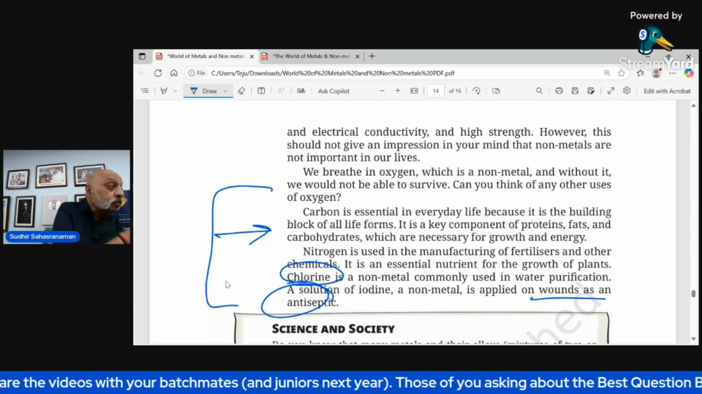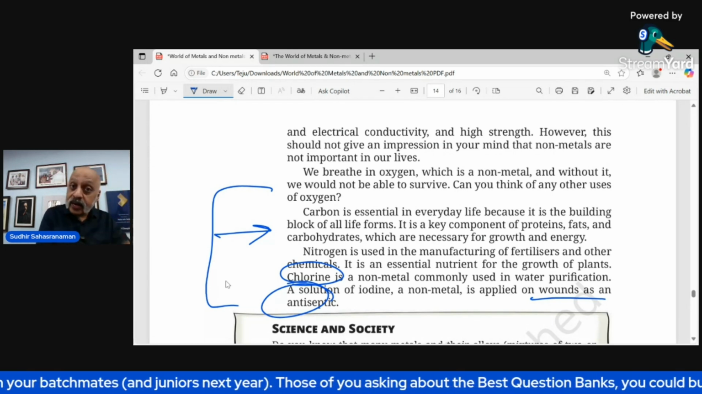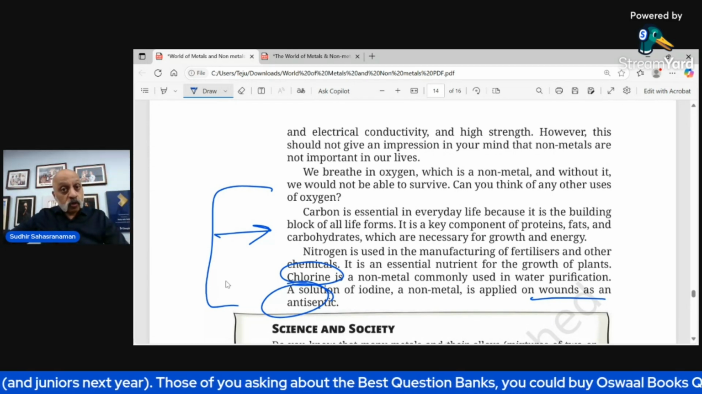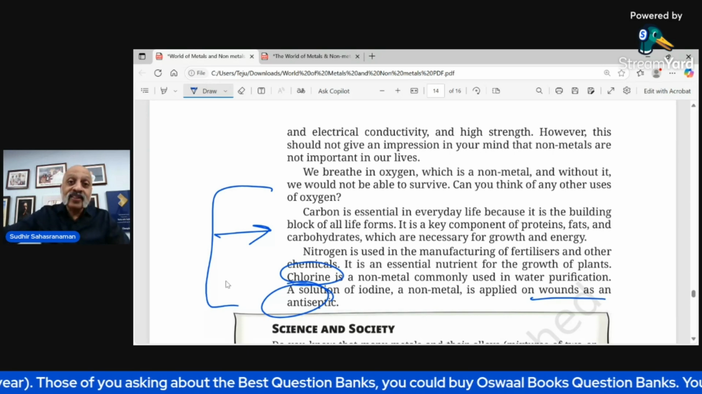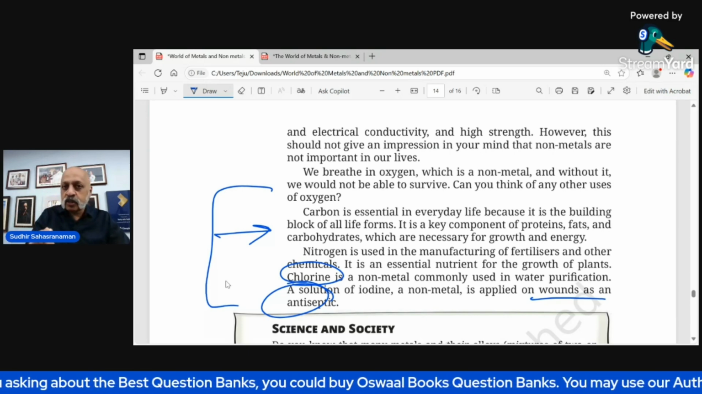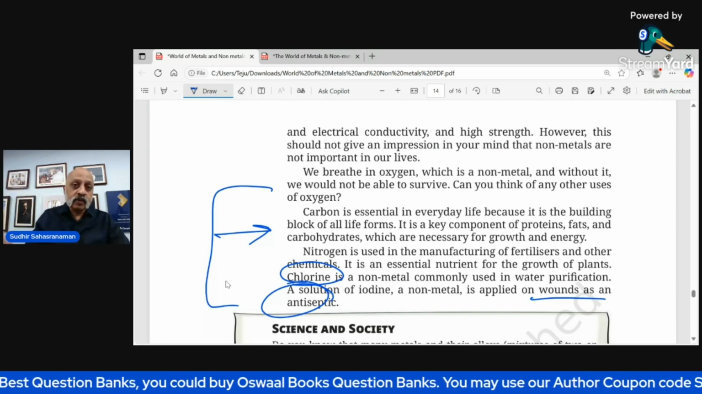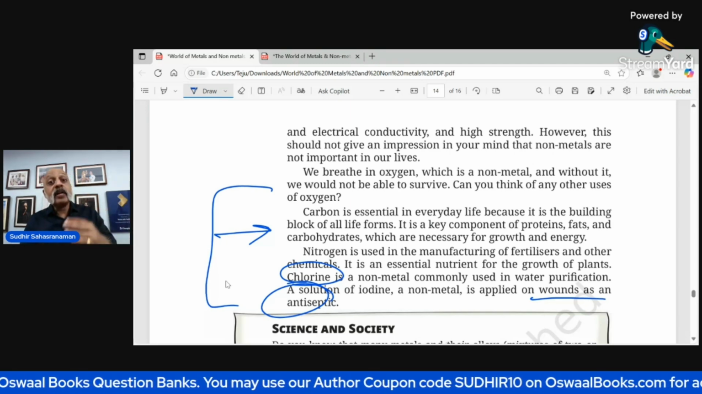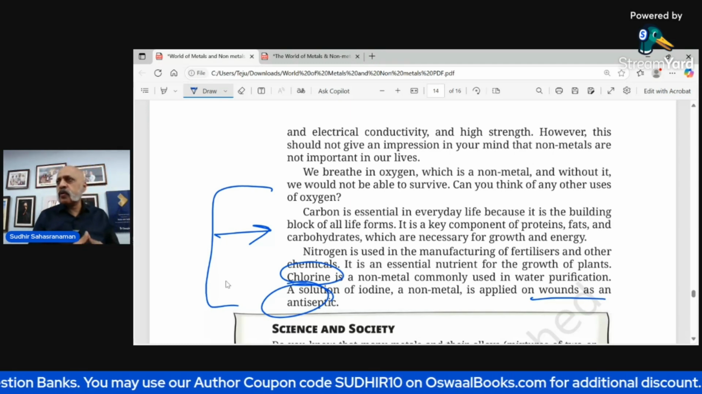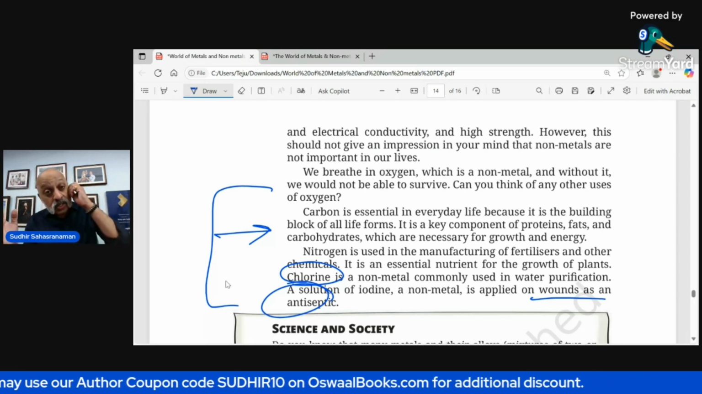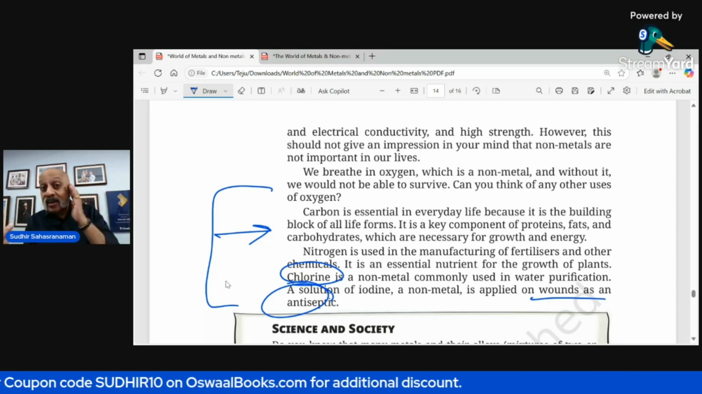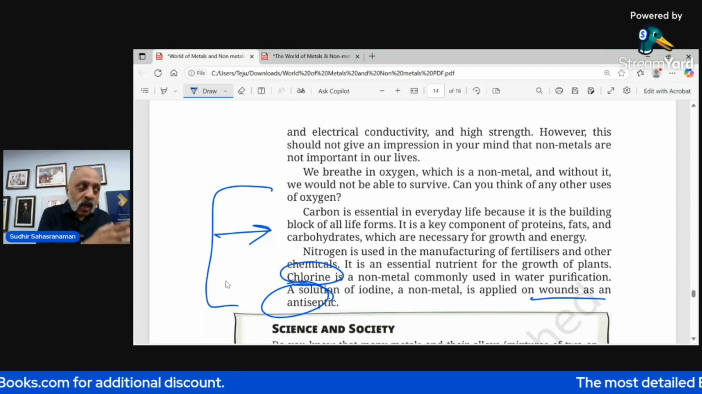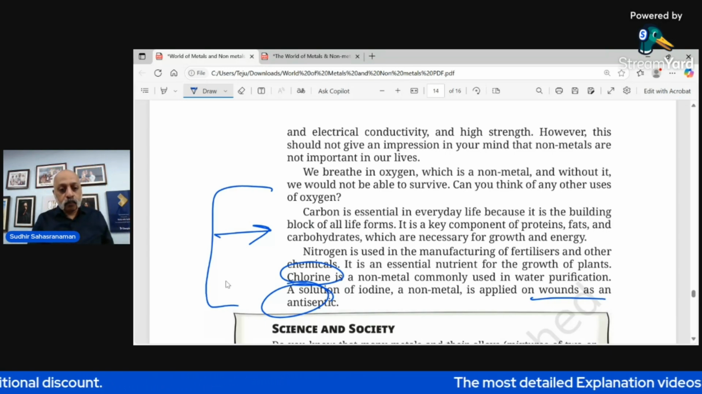Which non-metal is mixed in water to purify it? It is chlorine. If you have ever gone to a swimming pool to learn swimming, you will find that chlorine is mixed in it. Sometimes it gives a smell also, and sometimes it can give you a skin itch. That's a different matter, but it is used to purify the water, because if so many people come and swim in the swimming pool, the water will get a little dirty and infected as a result. So they mix chlorine in order to keep the water pure.